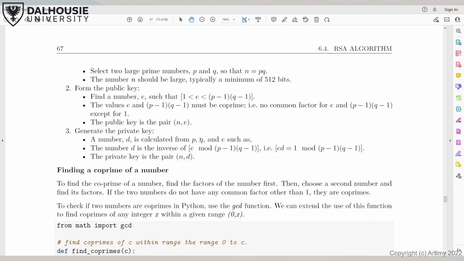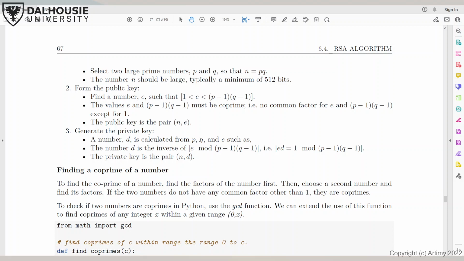All right. I said before that we need to exchange the public key with everyone and keep the private key to ourselves. In fact, what we need to exchange is the N and E, right? So we need to send everybody N and E. The key is actually a tuple with N and E.